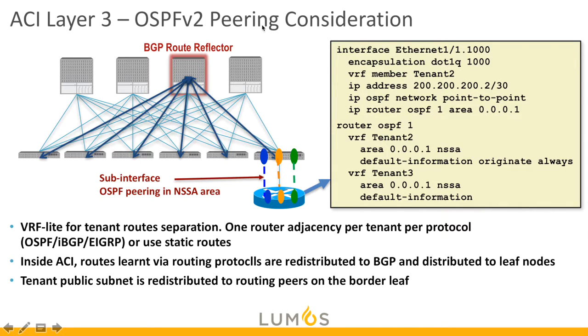So routing, OSPF routing, for example, we use VRF Lite for tenant route separation. So we've got multiple VRFs here. Let's take a look at the configuration in this router here. So we've got interface E1/1.1000. So this is a subinterface. We're encapsulating on dot1q 1000. So that's VLAN 1000. VRF member tenant 2. IP address, so this is a /30. So this is a point-to-point. We give it a router ID and an area. So area 1. So under router OSPF 1, we've got VRF tenant 2, area 1, not-so-stubby area. And so we build that session there.